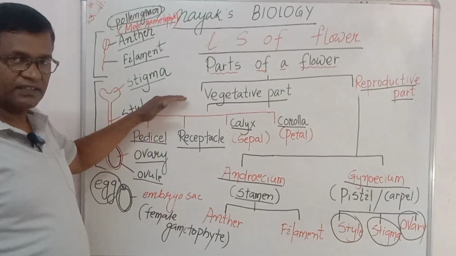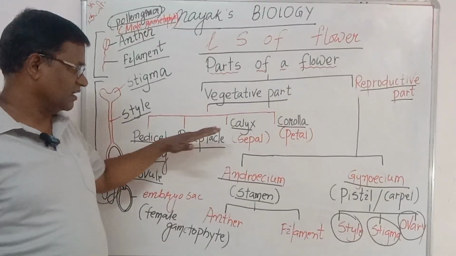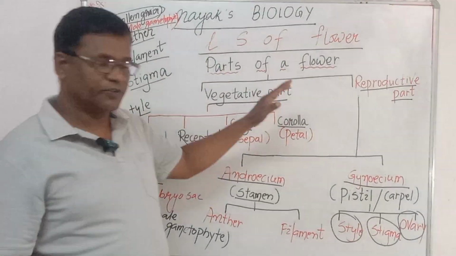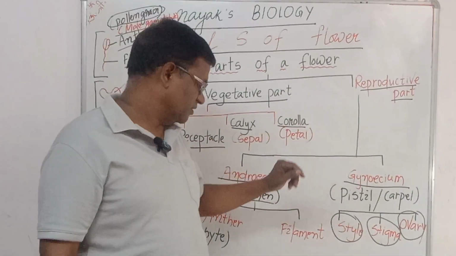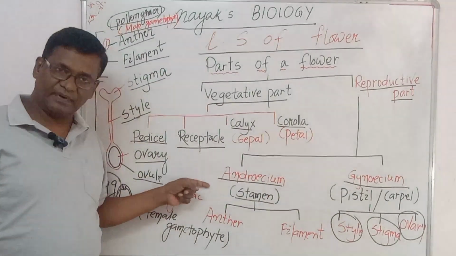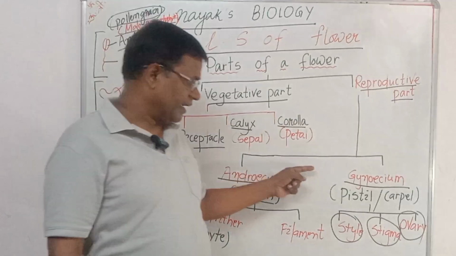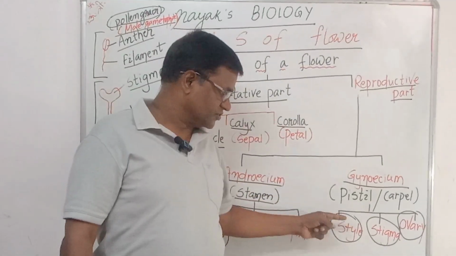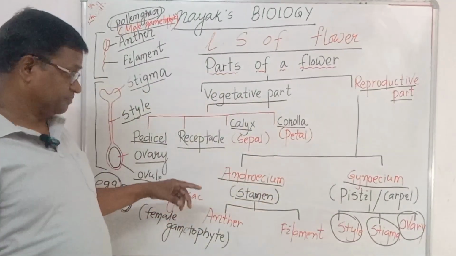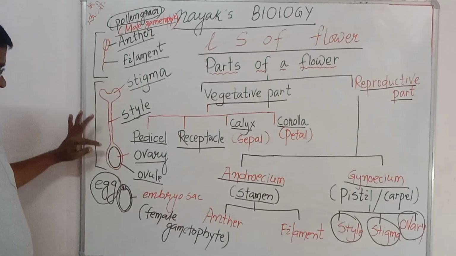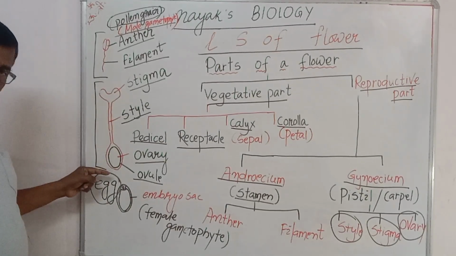First, the vegetative part, which has the pedicel, receptacle, calyx and corolla, and the reproductive part, which is androecium and gynoecium. Androecium consists of the stamen, and the stamen has two parts, anther and filament. Gynoecium is pistil, style, stigma and ovary, and that ovary consists of the ovule.